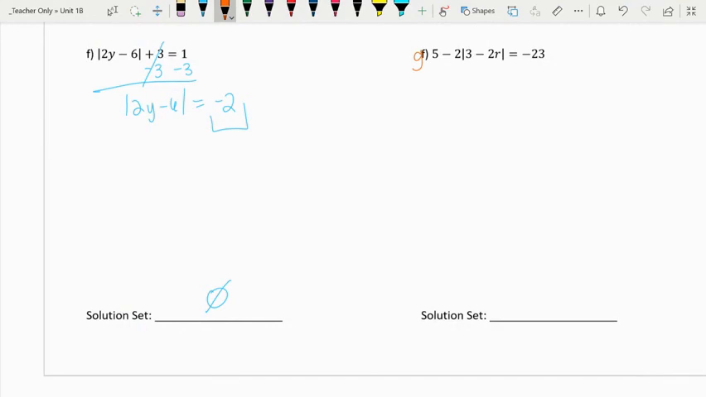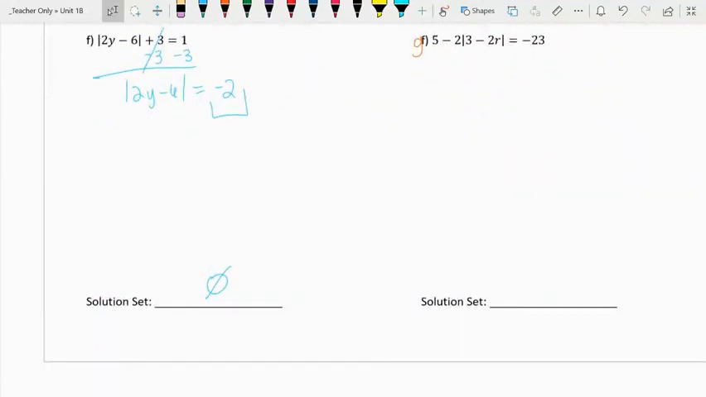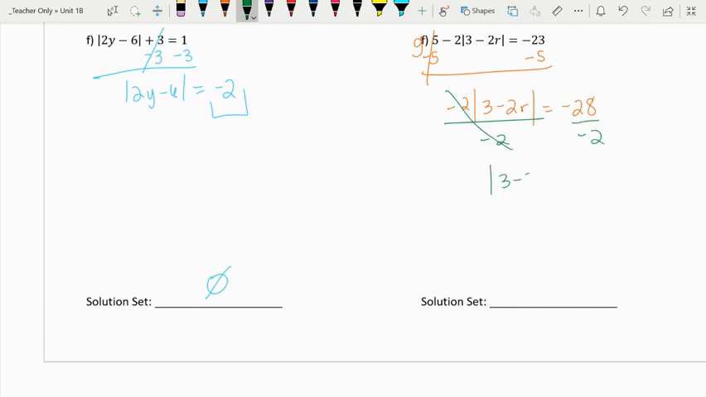Letter G now. Again, similar to the one right above it, you do not do 5 minus 2, you subtract 5 to the other side. And we get negative 2, absolute value of 3 minus 2r equals negative 28. And then we would divide by negative 2, distribute here. So we get 3 minus 2r equals a positive 14.